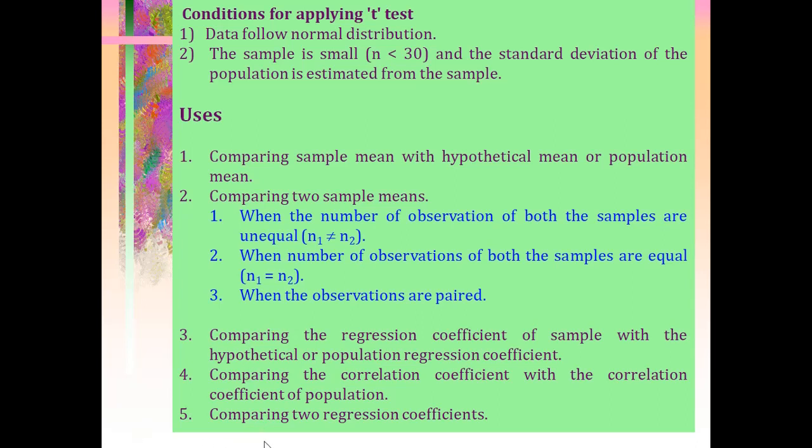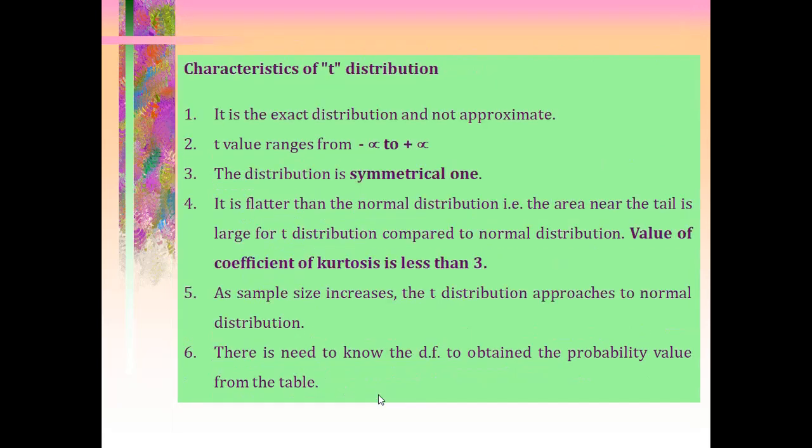The third application is the comparison of the regression coefficient of a sample with the hypothetical or population regression coefficient. This particular topic we will be discussing later on. At that time we will see how the regression coefficient can be tested by t-test. Similarly, the correlation coefficient is the part which we have to discuss after this, and there also we apply the t-test to compare the correlation coefficient.